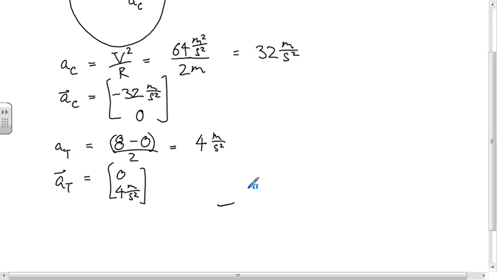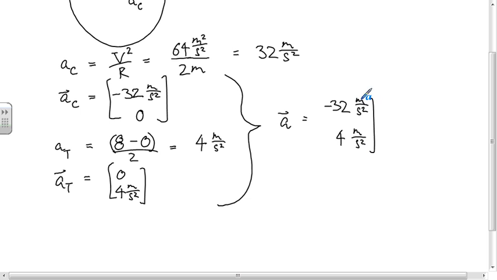And so these two together give us the total acceleration. So what's that? Yep. Add these two vectors together, you get negative 32 meters per second squared, positive 4 meters per second squared. So now we know everything we can know about the right side of Newton's second law. So now draw the free body diagram.